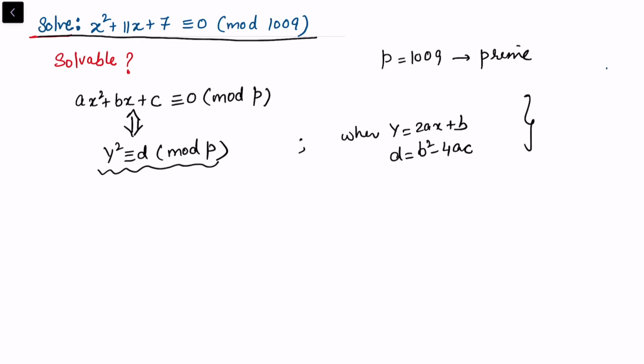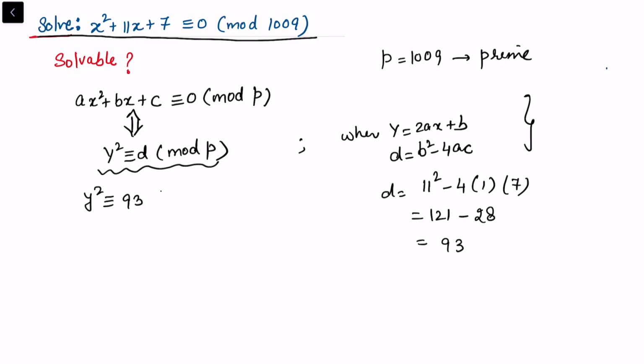Now just simply compare. If I compare like this, what would be the value for D? D is b square minus 4ac. So b is 11, it will give 11 square minus 4, a is 1 and c is 7. So we got 121 minus 28, that is 93. So this will become y square congruent to 93 mod 1009.